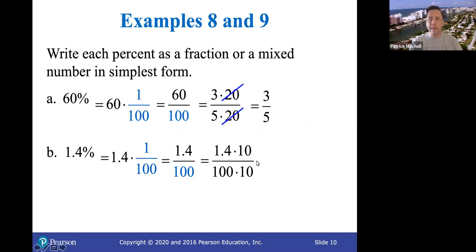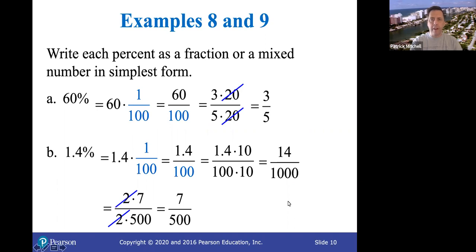1 4/10 times 10 is 14. 100 times 10 is 1,000. So that looks a little nicer. It's just not in simplest form because 14 and 1,000 have a common factor 2. So we're going to write 14 as 2 times 7, write 1,000 as 2 times 500. Take out the common factor 2. We're left with 7/500ths.